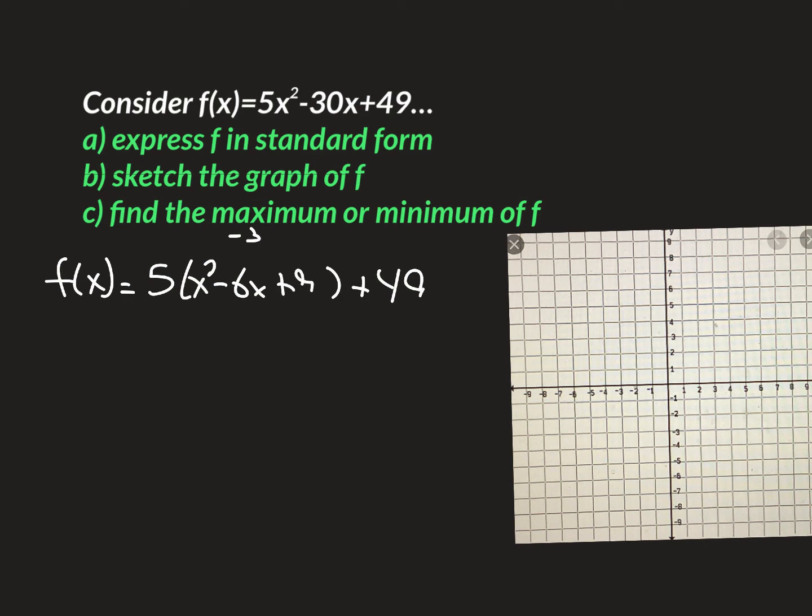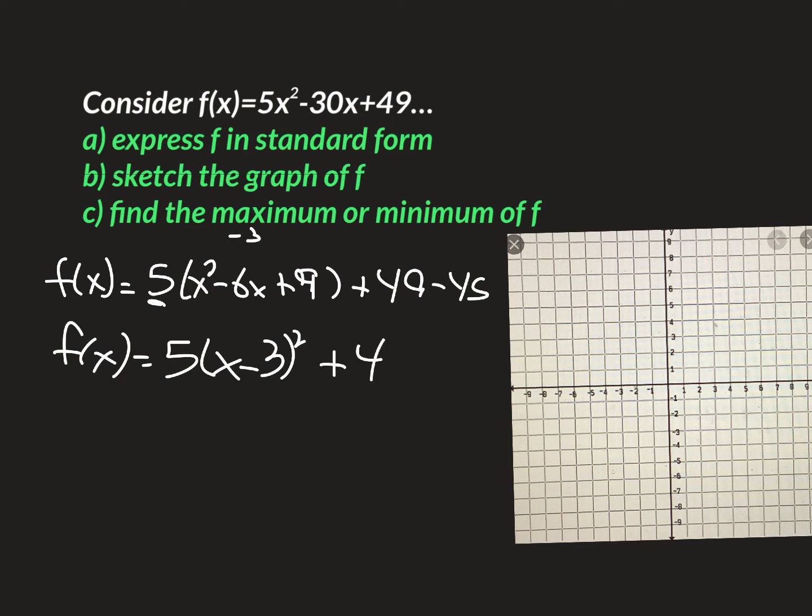Now, be careful here. It looks like a 9. It's really 9 times the 5 in the front, which is 45. So out here I'm going to put a minus 45 to keep my equation equal. So I have 5 times (x minus 3) squared inside. 49 minus 45 outside is 4. So my vertex is going to be 3, 4. All right, so I'm going to come over here. I'm going to graph that thing as it said express in standard form, which I did. That was the first part. Check. Sketch the graph. I'm about to do that.